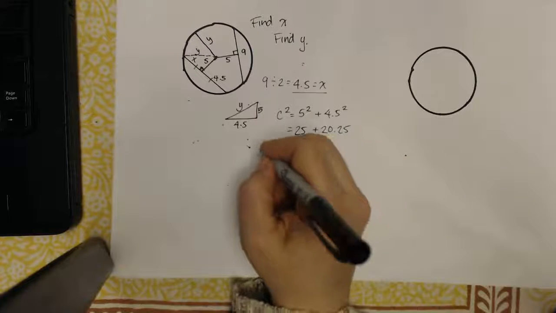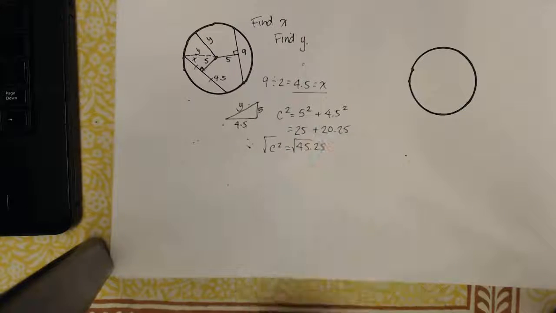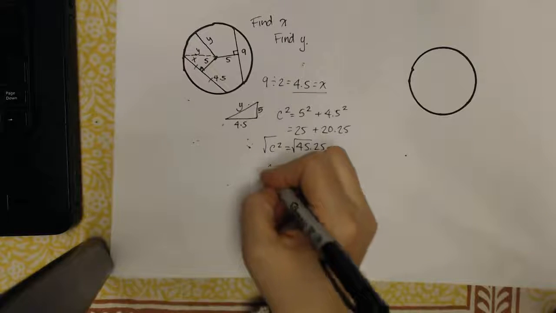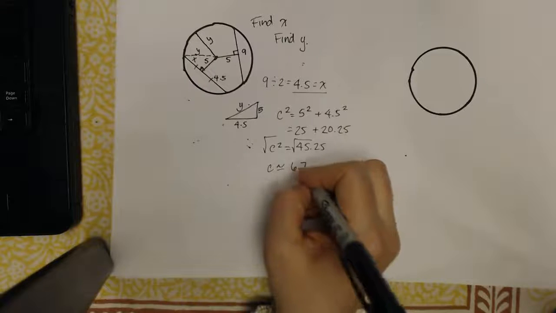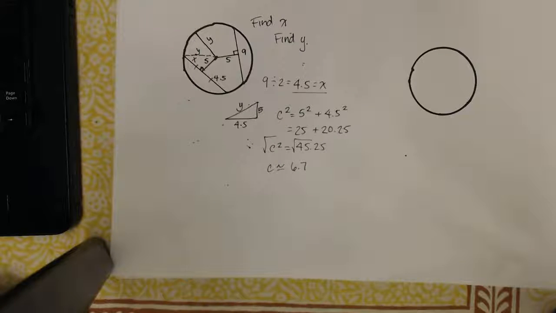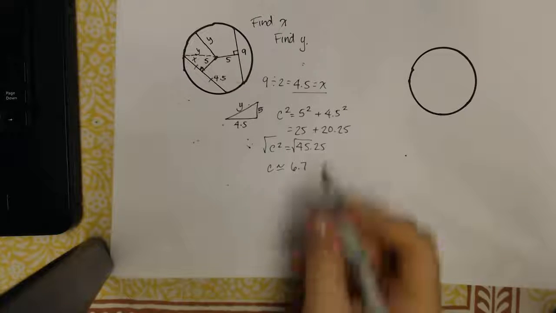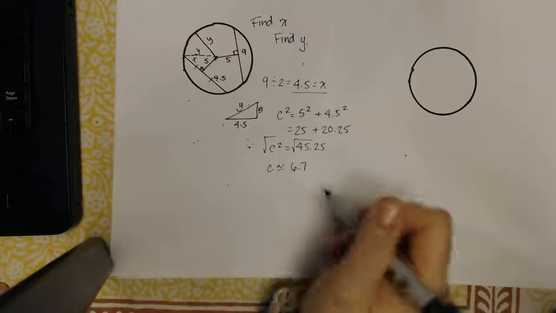And then to solve and get rid of the square, we need to square root both sides. And so when we take the square root of 45.25, we're left with approximately 6.7 units. And that gives us then the radius of the circle.